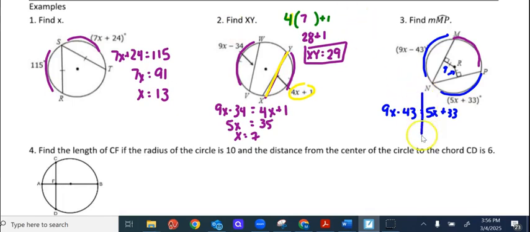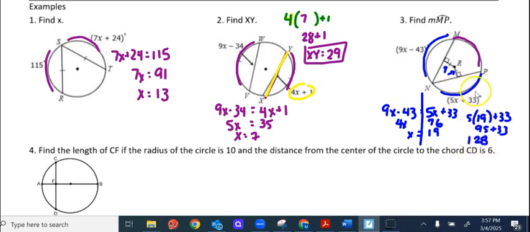So let's solve for x. We're going to have 4x is equal to 76. X is equal to 19. And that's great. Once we know that x is equal to 19, we can go ahead and find the measure of one of these arcs. So let's put it in here. Hold on, got to get in my calculator. All right, we've got 128 degrees.